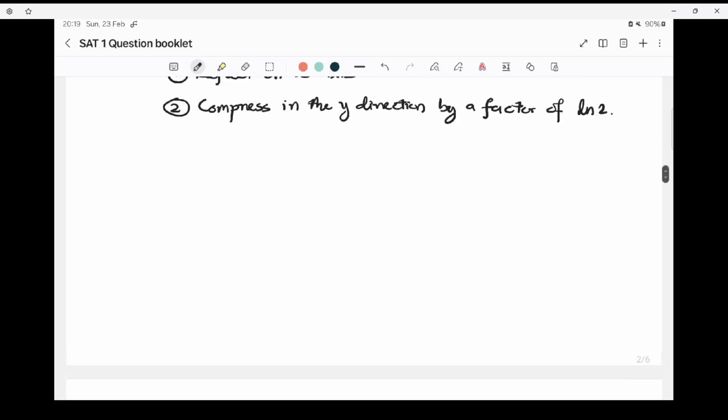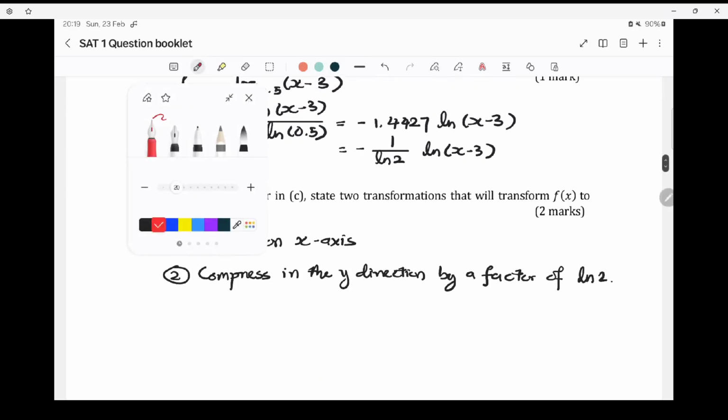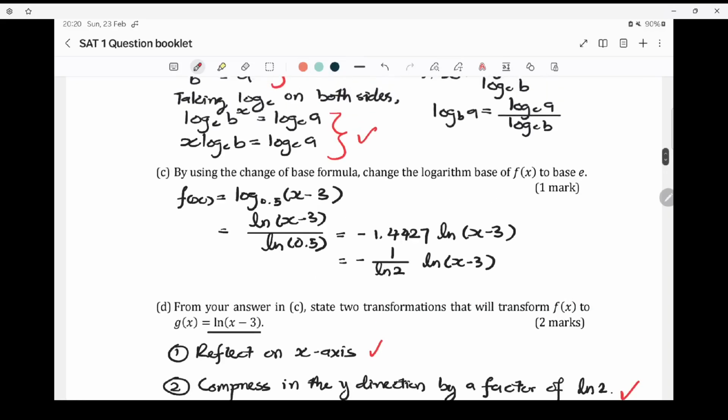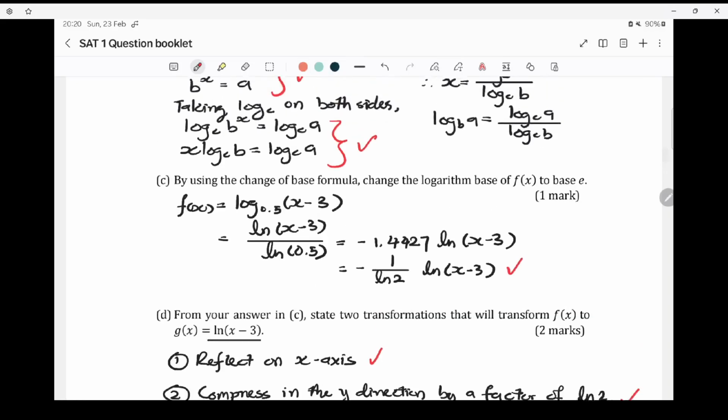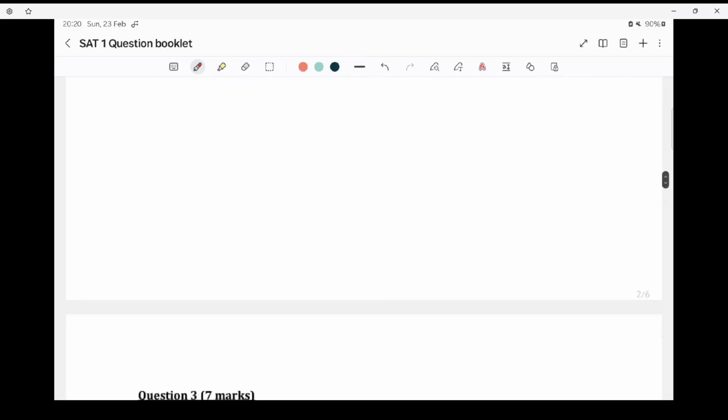Okay? So this is 2 marks, 1, 1. Over here, just use the change of base formula. As long as you get it correct, you should get 1 mark.